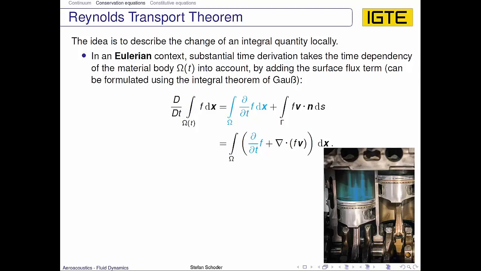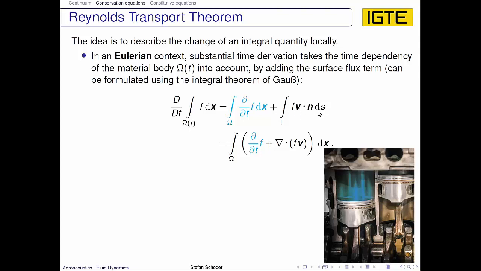In an Eulerian context, we would have that this material derivative of this integral quantity itself represents a local change, and then additionally we have a change or a flux across the surfaces, and this flux across the surfaces is also accounted for in the Eulerian context, because the control volume stays at a fixed position.